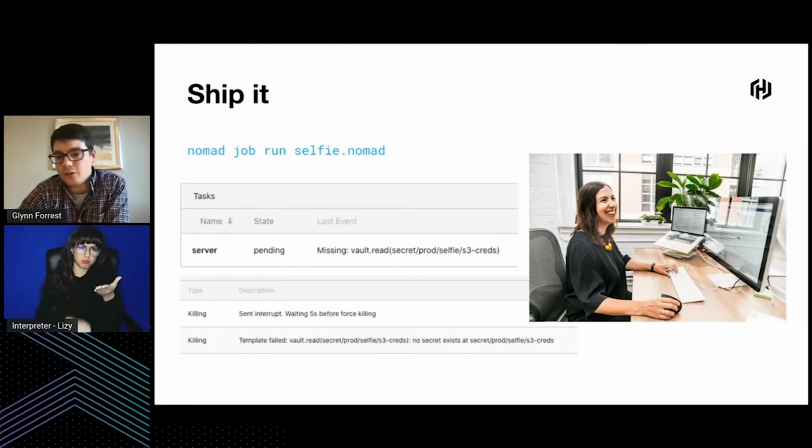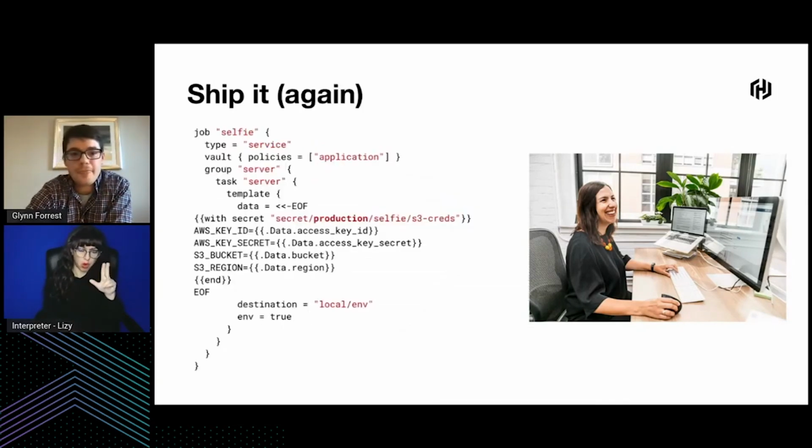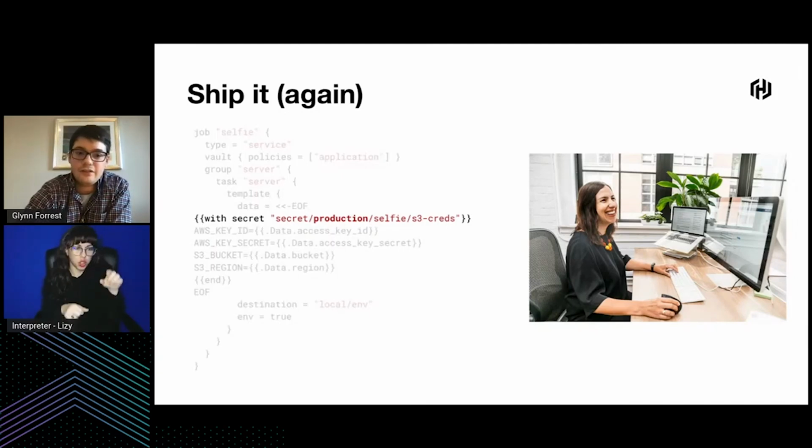Oh dear, it's not working. Nomad has reported that there's no secret in that location in Vault. So she gets in touch with Bob, and Bob says, no, you're wrong, it's actually production. It's not prod, it's production. So let's change the key, try again.